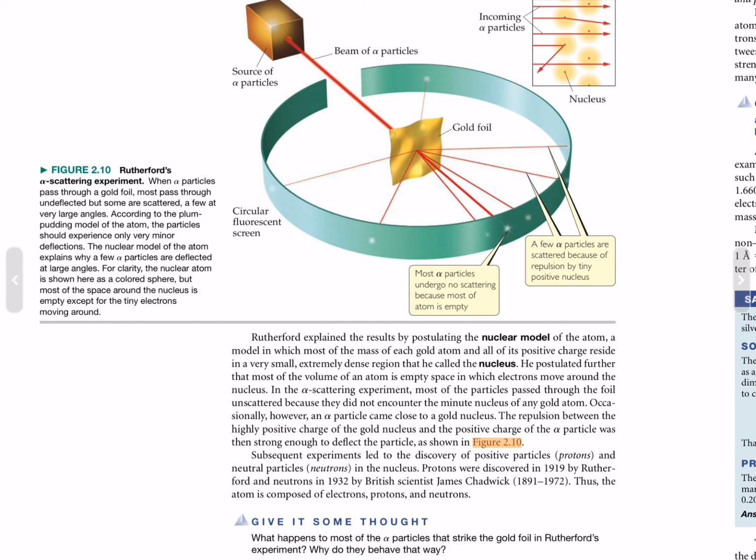Figure 2.10. Rutherford's alpha scattering experiment. When alpha particles pass through a gold foil, most pass undeflected, but some are scattered, a few at very large angles. According to the plum pudding model of the atom, the particles should experience only minor deflections. The nuclear model of the atom explains why a few alpha particles are deflected at large angles. For clarity, the nuclear atom is shown here as colored spheres, but most of the space around the nucleus is empty space, except for tiny electrons moving around.